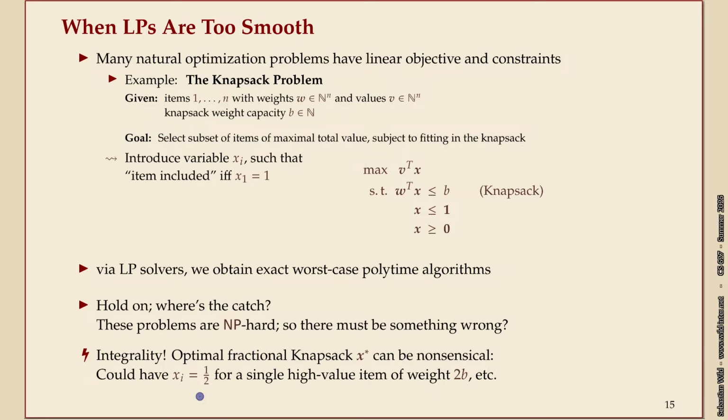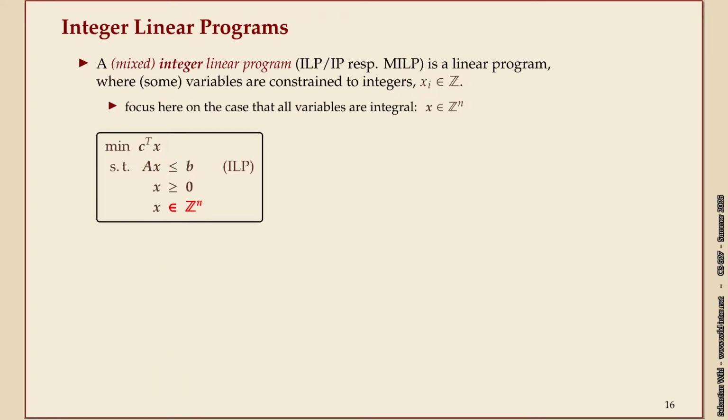So in general, the solution for an LP doesn't help at all in solving the original optimization problem. In general means for some problems it doesn't help at all. And the knapsack problem is one where the difference here can be big. So what can we do?